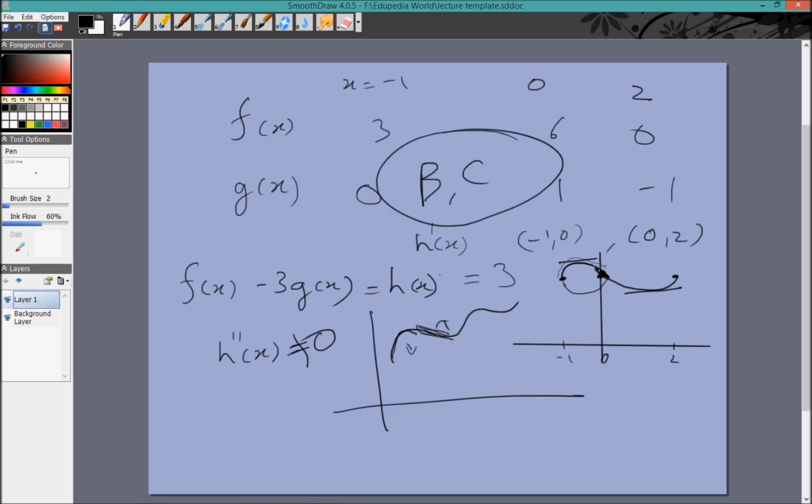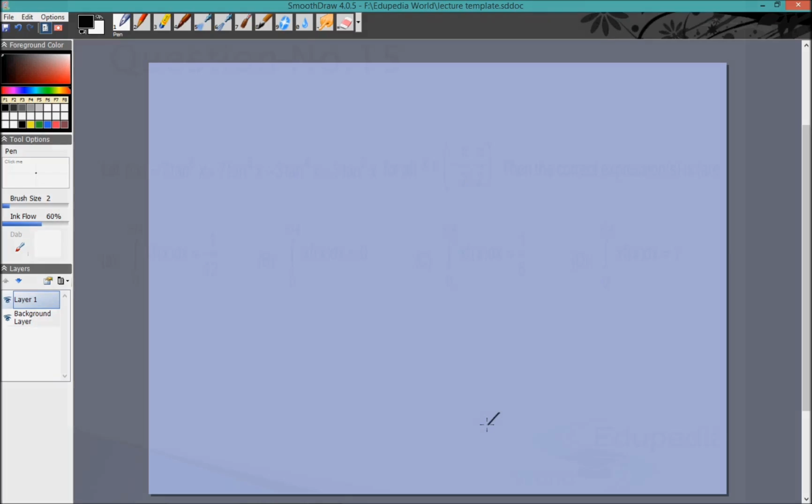Right, this is the most important part in the question, that h double dash x is not equal to 0. If h double dash x was allowed to be equal to 0, then we could have had a million different ways in which these 3 points could have been satisfied. But if a function has to pass through these 3 points and it has to not change its concavity between minus 1 and 0 and between 0 and 2, then it's either concave upwards or concave downwards. Right. Let's look at the next question.